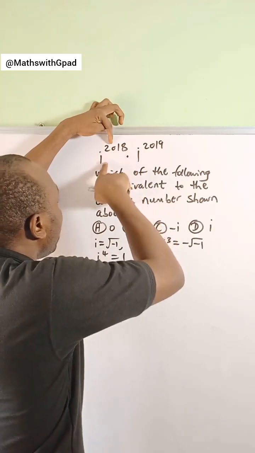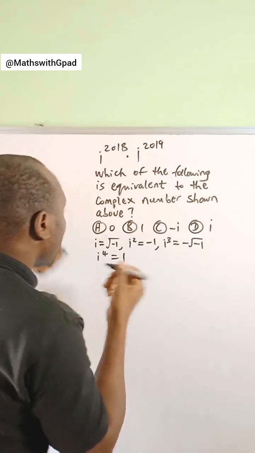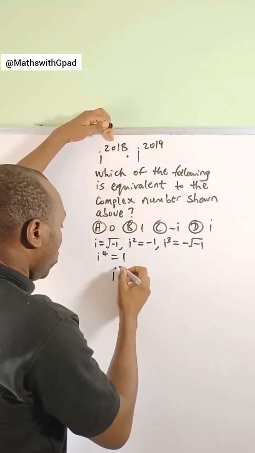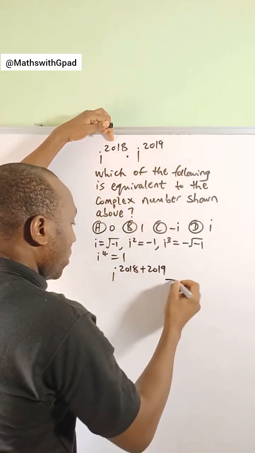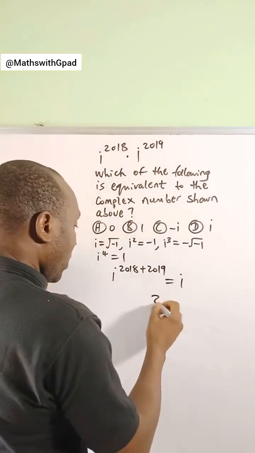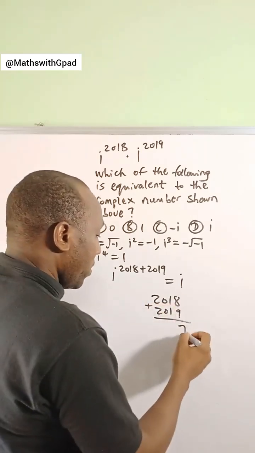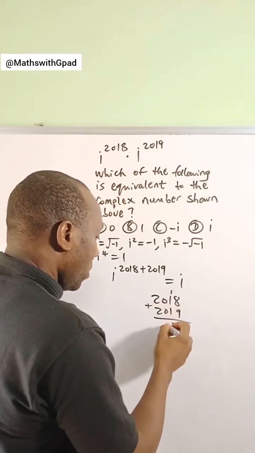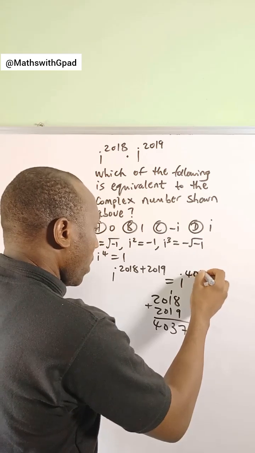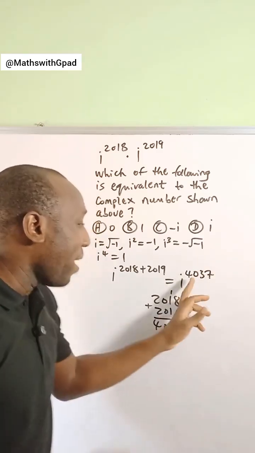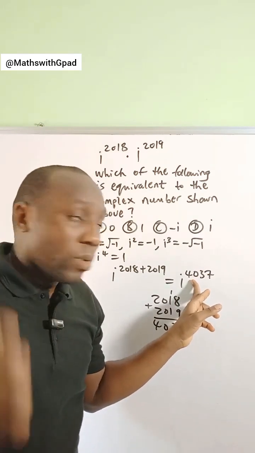Look at this. They have the same base, i. We can add the exponents from the laws of indices. So that's i raised to 2018 plus 2019. If you add these two, this is 7, carry 1, 0, and 4, so that's 4,037. So we will now divide this by 4 and get the remainder. The remainder will help us in getting the answer.